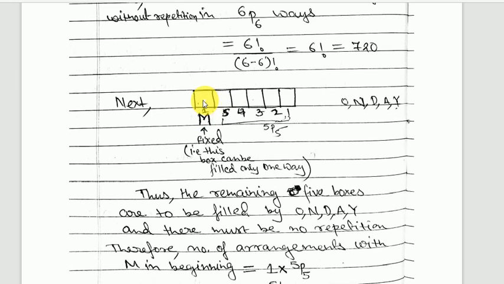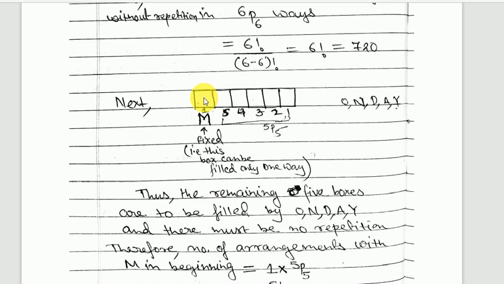So that means the first position is fixed with M. So you can fill the first position only one way, because here you are supposed to take only M. You cannot take anything other than M. So you can fill this position only one way.